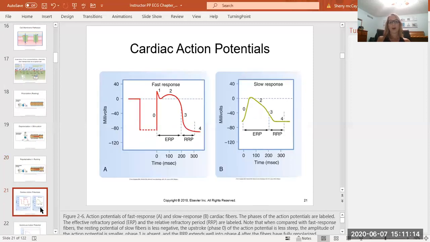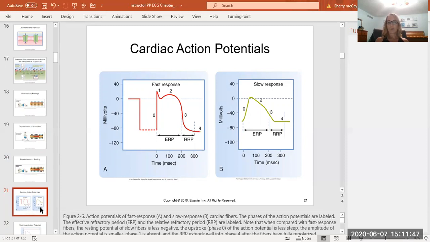Okay, some cardiac action potentials. Action potentials of fast response (A) and slow response (B) cardiac fibers. The phases of the action potentials are labeled up above. The effective refractory period, or ERP, and the relative refractory period, RRP, are labeled again.